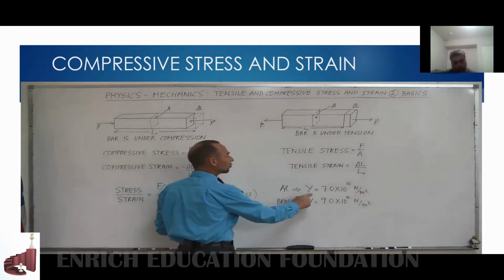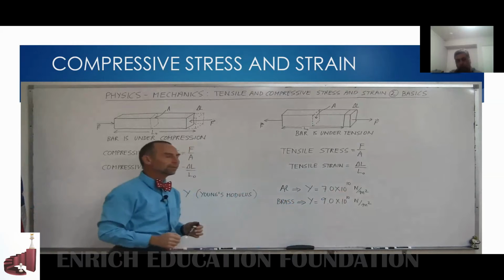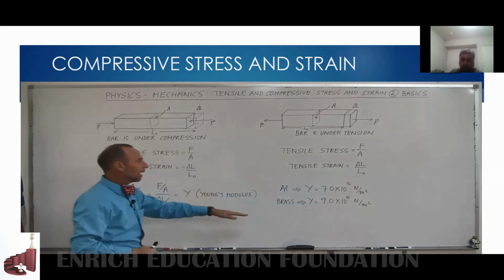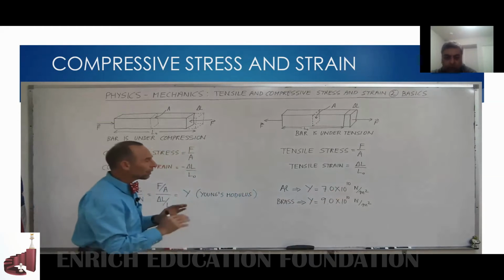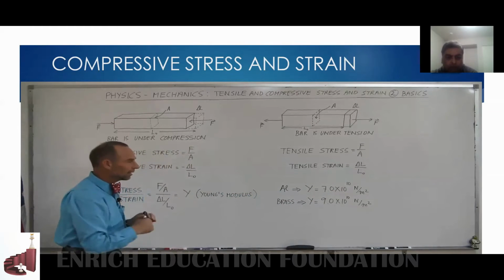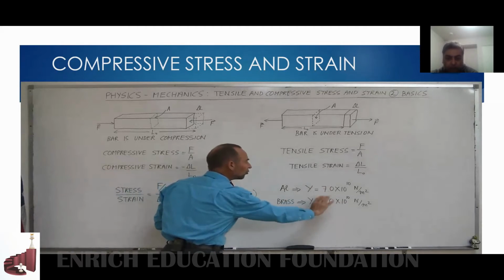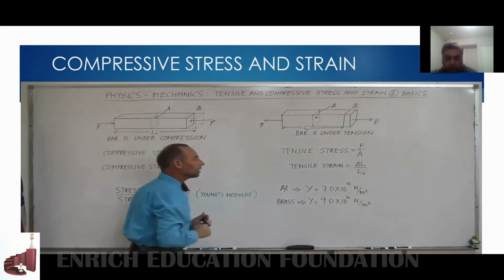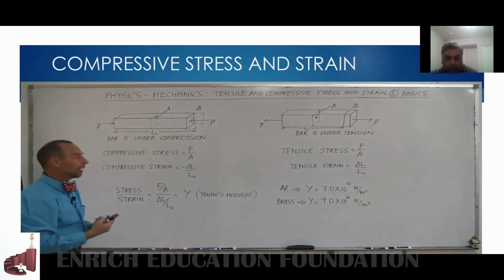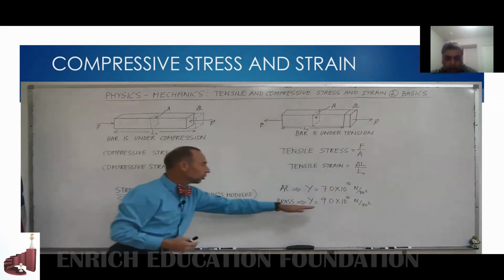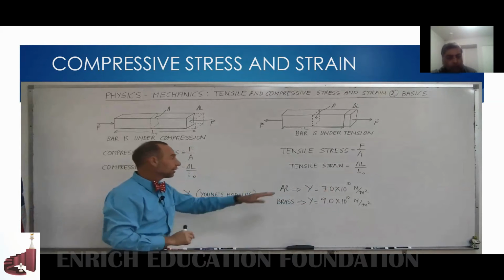Aluminum here has a Young's modulus of 7 times 10 to the 10th newtons per square meter. Brass has a Young's modulus of 9 times 10 to the 10th newtons per square meter. Without going into the details, because we'll do that a couple videos from now, we just want to look at those numbers, and can you tell which material resists deformation the best? Since brass has a larger Young's modulus, you could say brass resists deformation better than aluminum.